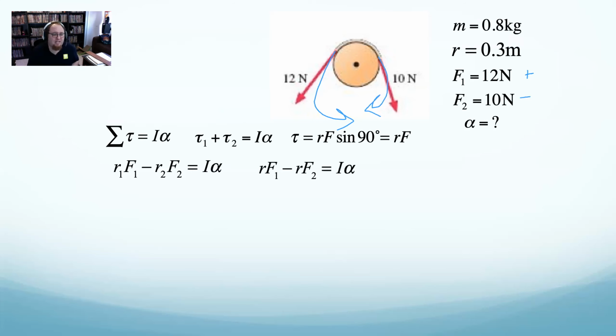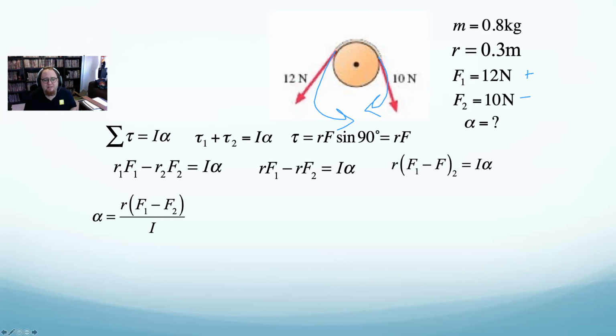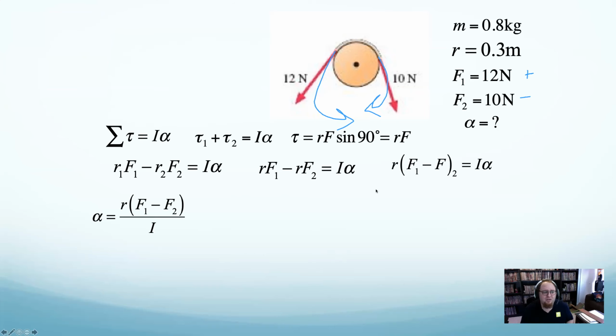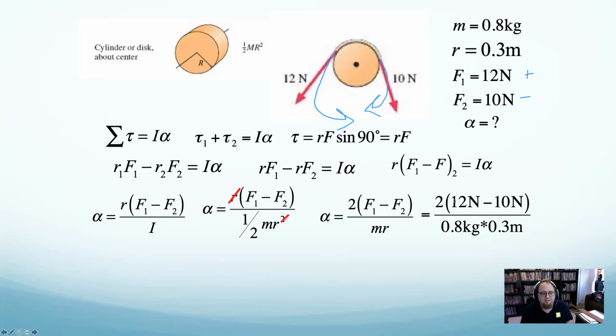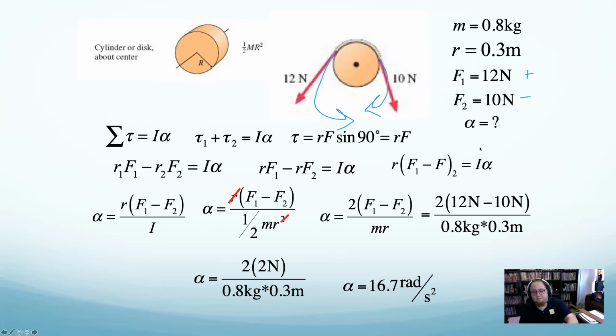Now, both forces are at the same radius, so I can factor that out. And if I want alpha, I'll just divide both sides by I. I didn't necessarily say what I is, but I said it was a solid cylinder. Once again, I would give this on homework, but for here, let's go three slides ago and look it up. The moment of inertia of a solid cylinder is 1/2 mr squared. So that's my value of I, allowing me to cancel out an R. And dividing by 1/2 is the same as multiplying by 2. So I can plug in and solve. Okay?